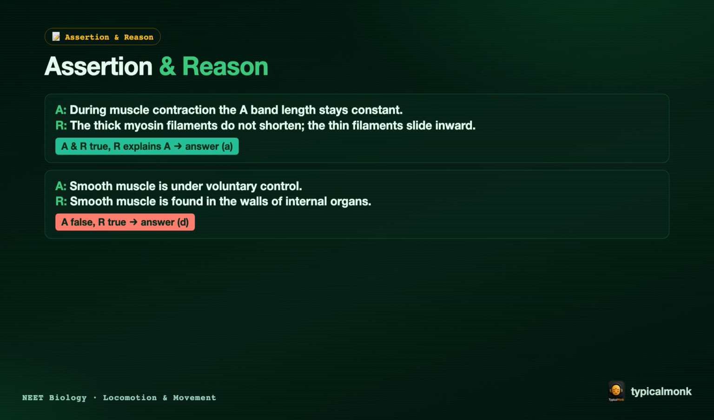Second, A, smooth muscle is under voluntary control. R, smooth muscle is found in the walls of internal organs. Here, A is false, but R is true, so the answer is D.